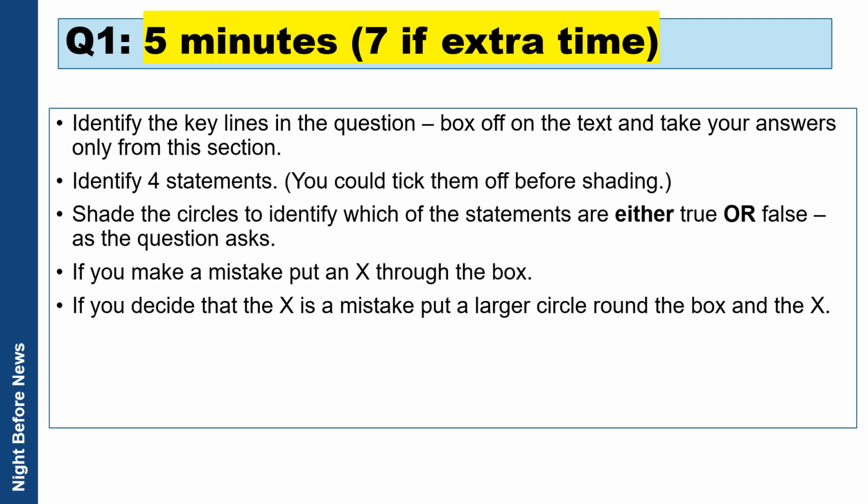Identify the 4 statements that you have been asked to identify. You could tick them off first of all to make sure that you're absolutely certain of them before you shade them in. Shade the circles to identify which of the statements are either true or false, depending on what the question asks. If you make a mistake, put an X through that box. But if you decide then that putting an X through it is a mistake in itself, draw a circle round the box. These instructions will be on the question paper as well.